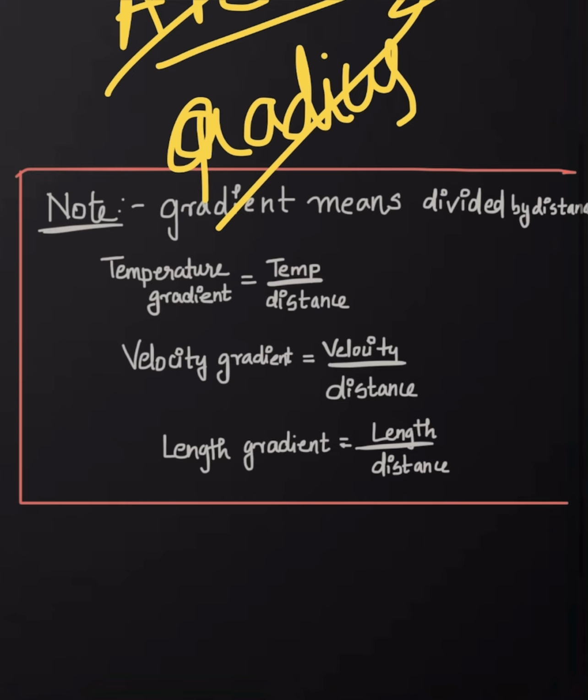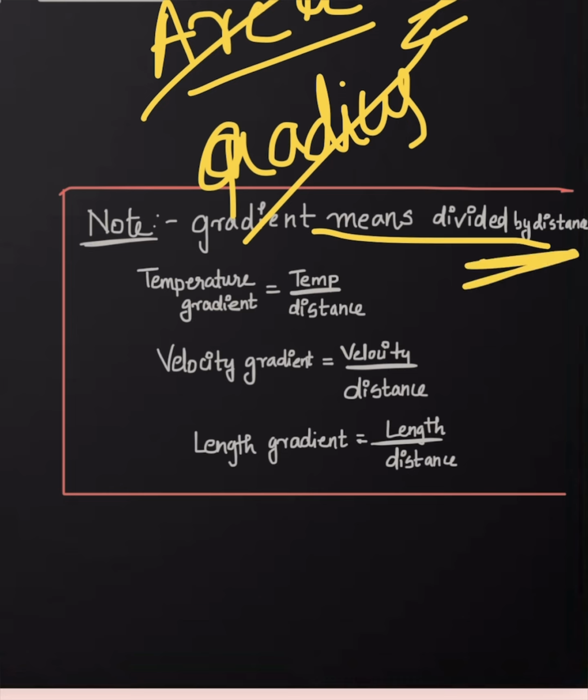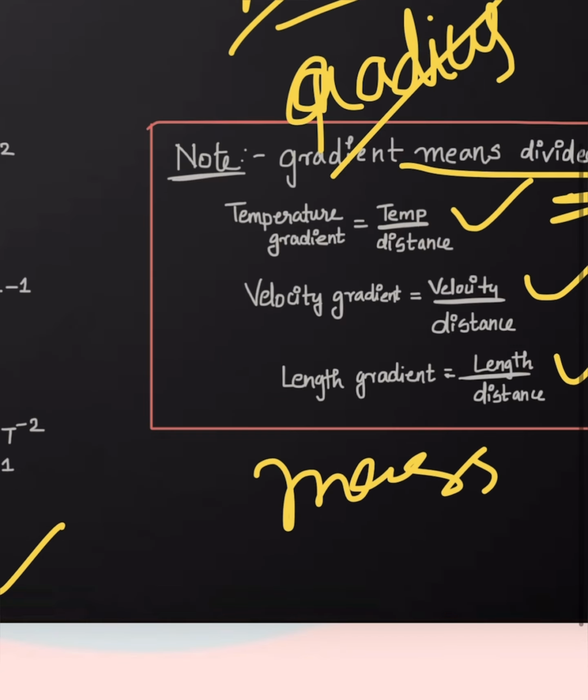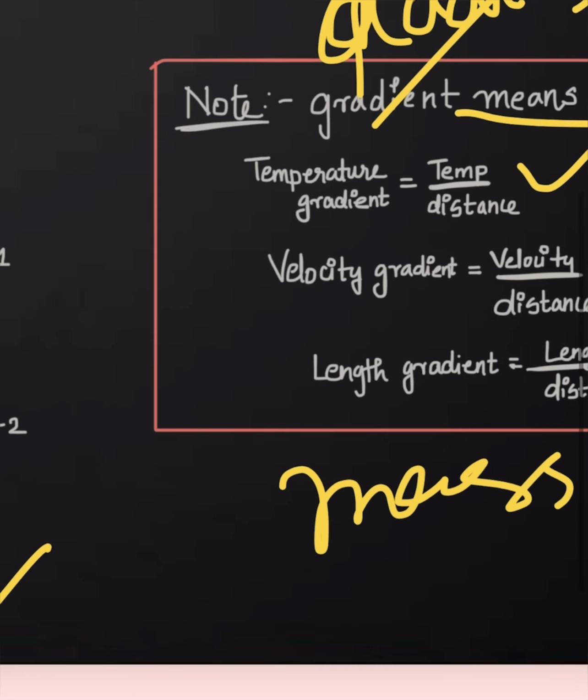Now gradient means divide by distance, okay. Temperature gradient means temperature divided by distance. Velocity gradient means velocity divided by distance. Length gradient means length divided by distance. For any gradient, mass gradient means mass divided by distance. Momentum gradient means momentum divided by distance. Force gradient means force divided by distance. Anything divided by distance is known as gradient, okay.